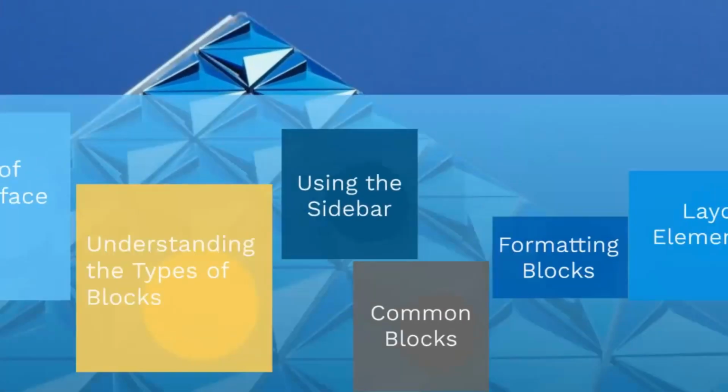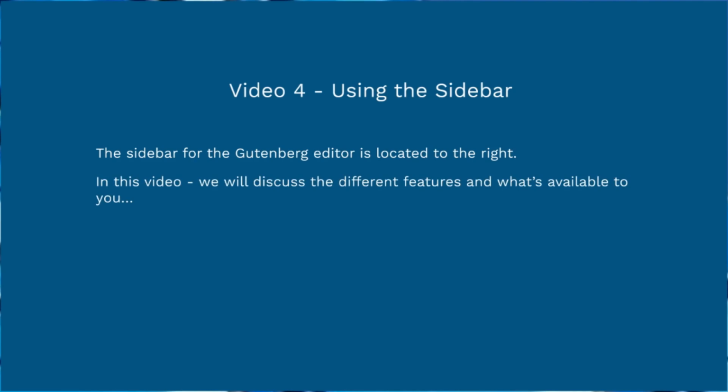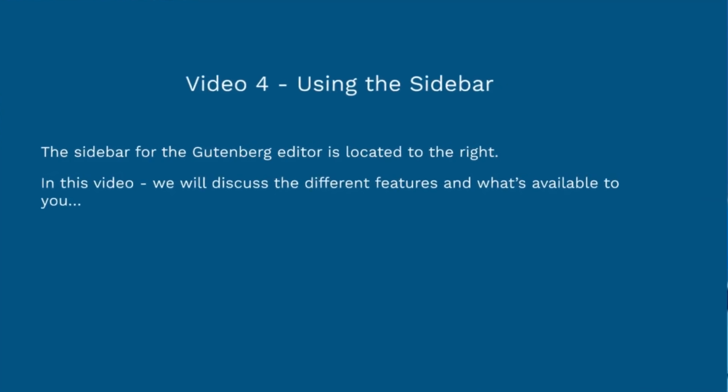Hello and welcome back. This is video number 4, using the sidebar. The sidebar for the Gutenberg editor is located to the right. We're going to discuss the different features and what's available to you.